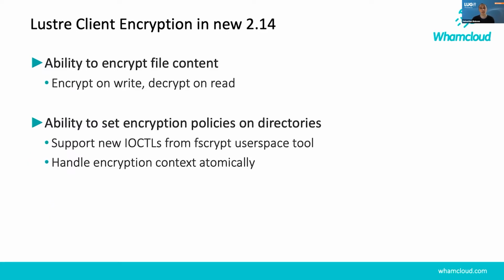So what is available with the new Lustre 2.14 release? We are providing the ability to encrypt file content, which means we encrypt on write and we decrypt on read. And we are providing the ability to set encryption policies on directories. That means we support new IO controls that are sent by the FScrypt user space tool. Please remember that in 2.14, we do not provide encryption of file and directory names.